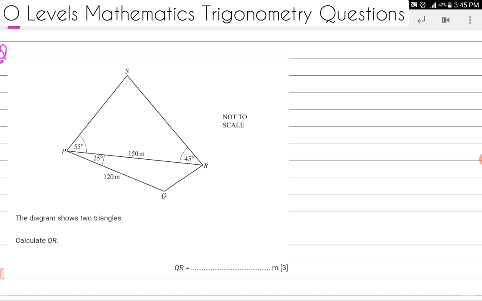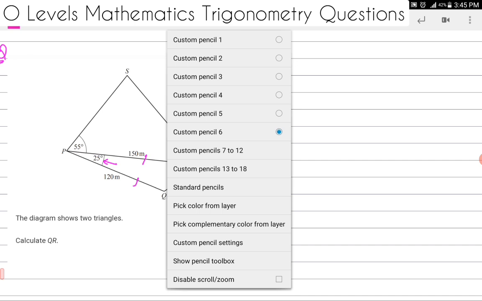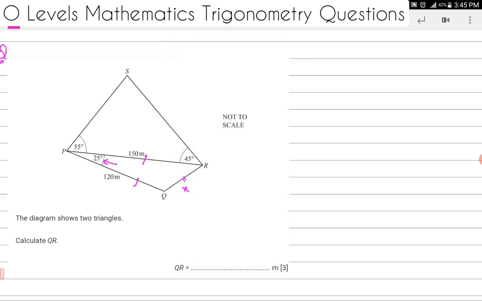In the next question, we have a diagram in which this is a triangle PQR and this is PSR, right? First of all, we need to calculate QR. As you can see, we have two sides and the included angle given. So whenever in a triangle we have two sides and the included angle given, we're going to apply the cos rule, right? So we would be calculating QR squared equals 150 squared plus 120 squared minus 2 times 150 into 120 cos of 25.